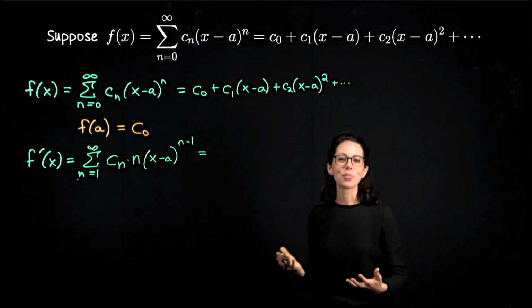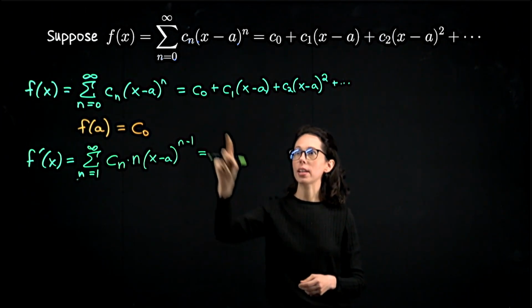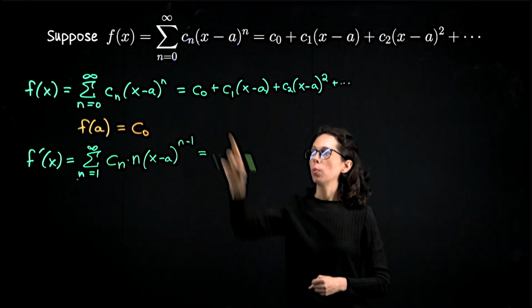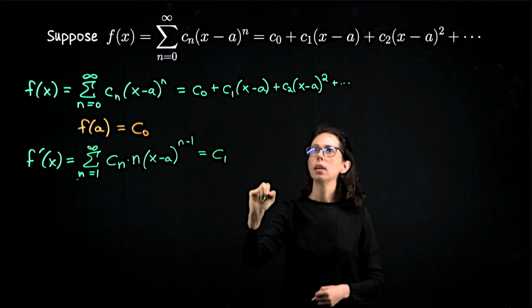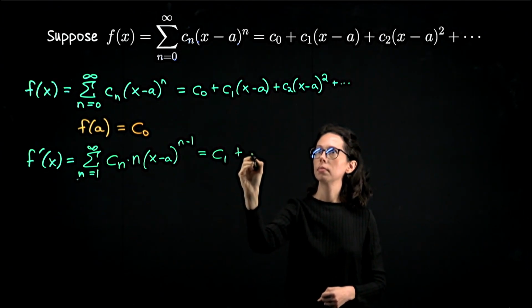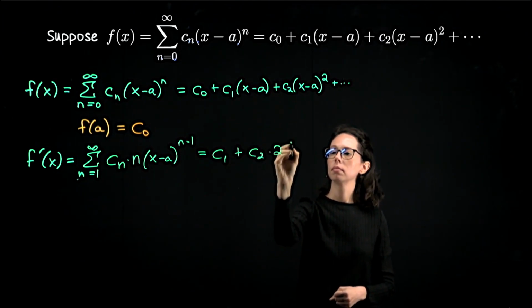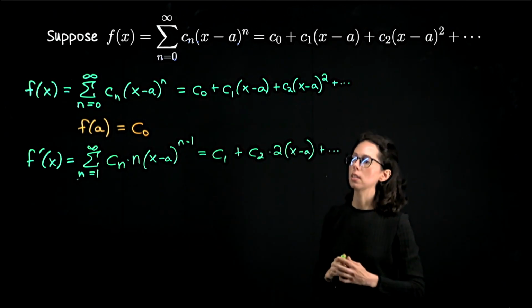To expand this, you have two options. You can either start plugging n values into this, or maybe it's a little faster to just differentiate this. We lost that first term. Then we have c1 plus c2 times 2 times x minus a to the 1. And then I think I'll just dot, dot, dot.